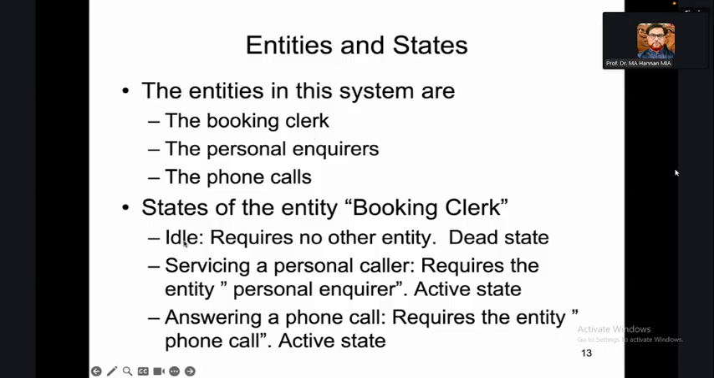So you identified he will be in idle state. Then active state might be he is talking to the personal inquirer or he is talking to someone over phone; answering the phone call will be the active state. When there is no phone call, when there are no people coming into the center or to the counter physically, then he is in dead state.